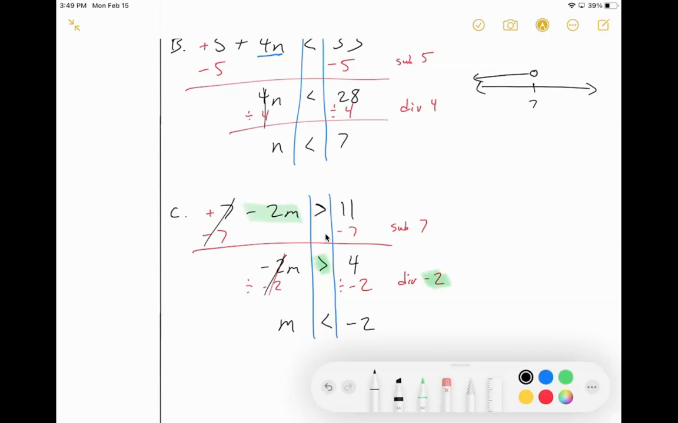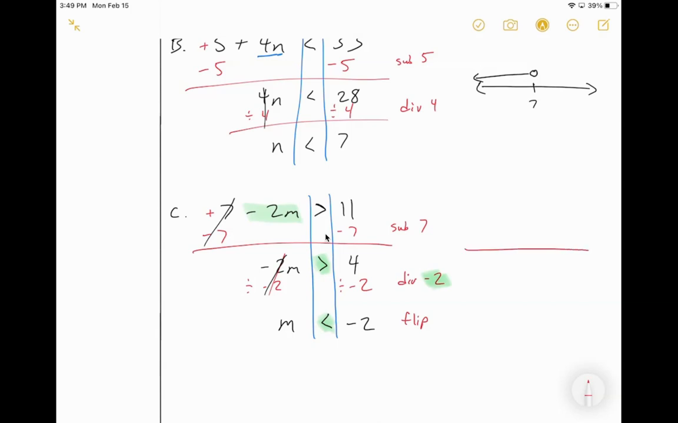Less than. Everyone see that? Greater than became less than, right? You got to flip the inequality. I'll write that down here. So we subtracted 7, then we divided by negative 2, and then we flipped. All right, so let's go ahead and graph it. Here's negative 2. No equal to, so it's going to be an open circle. Less than goes to the left.